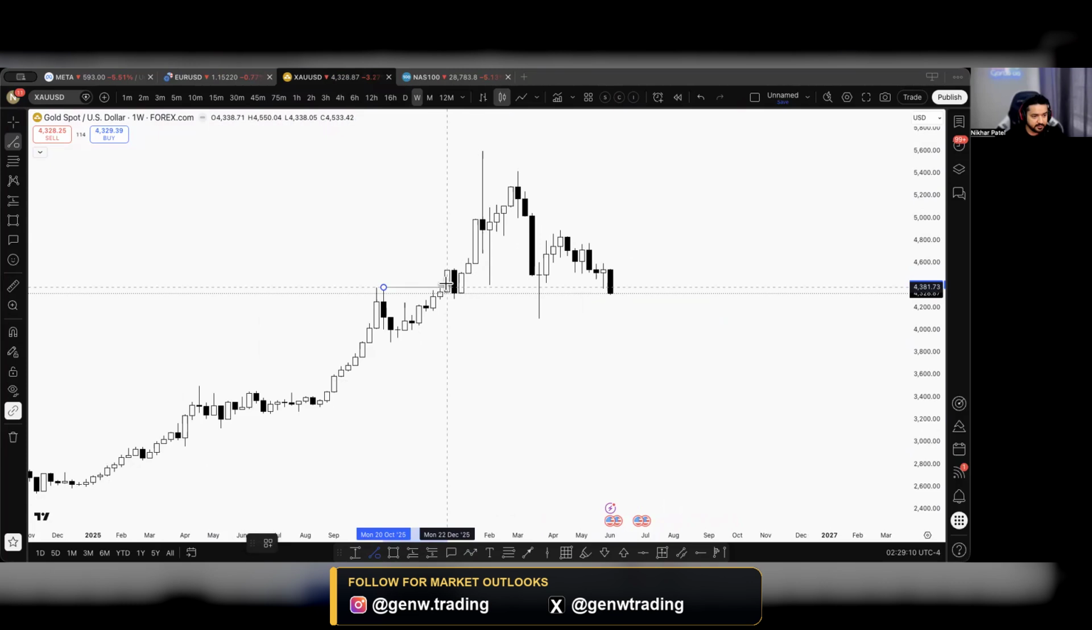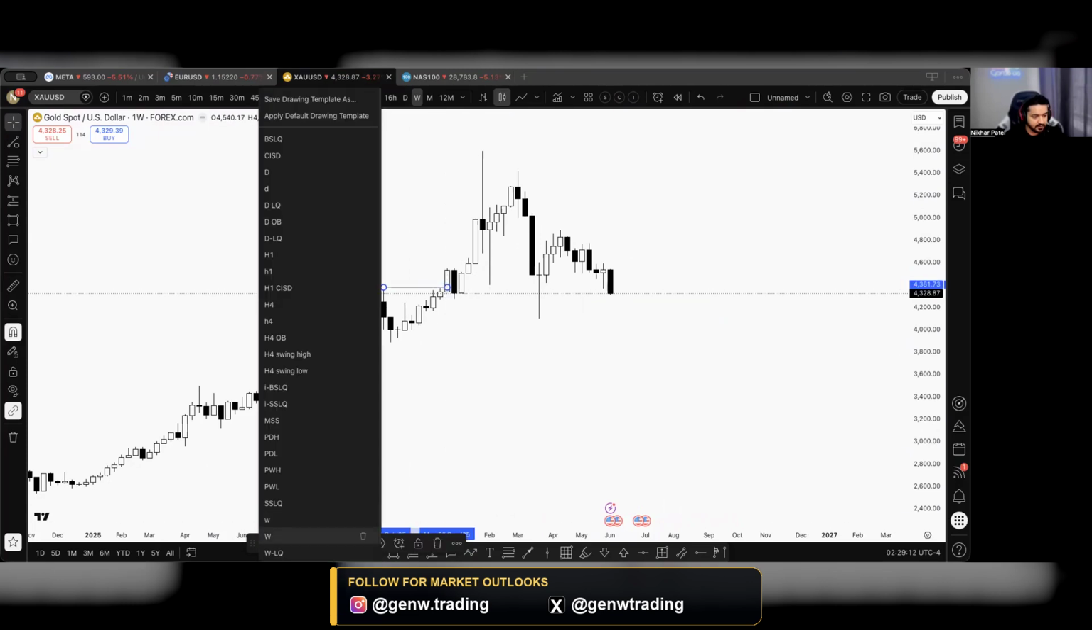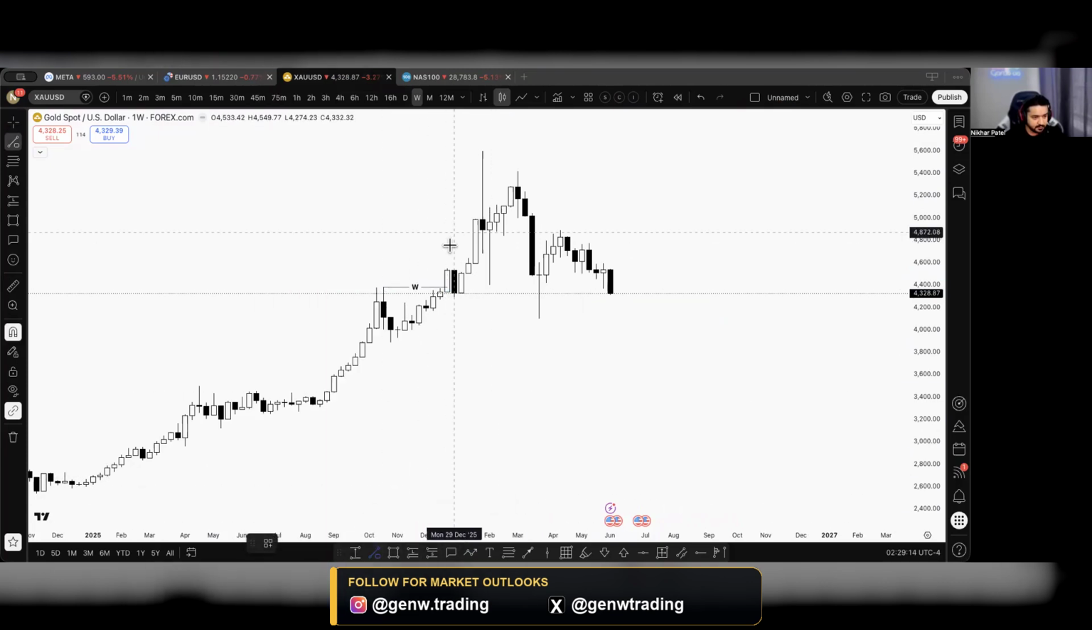Gold had a nice sell-off in the last week. This is the weekly swing structure. This is the weekly internal. This was the internal low, which is still being respected. It had been swept once, but it is still being respected. So I wouldn't count this as a break of structure.